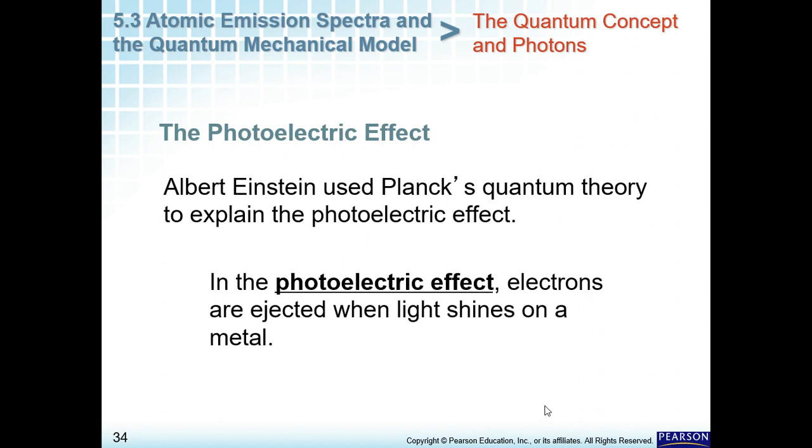Now, other scientists actually used Planck's quantum theory to explain other things that we saw in science. One of these things is the photoelectric effect. Einstein used Planck's quantum theory to explain this. What is the photoelectric effect? Well, it's when electrons are ejected when light shines on a metal.